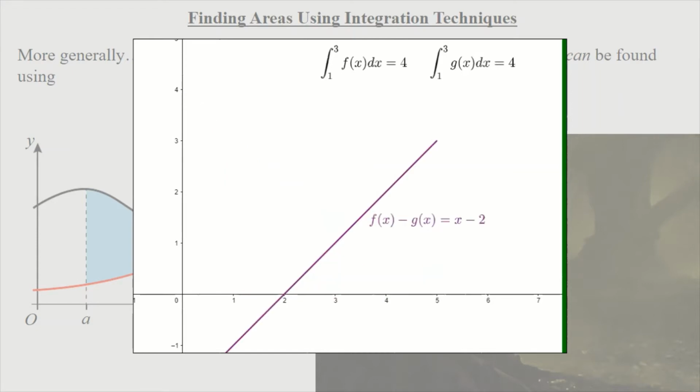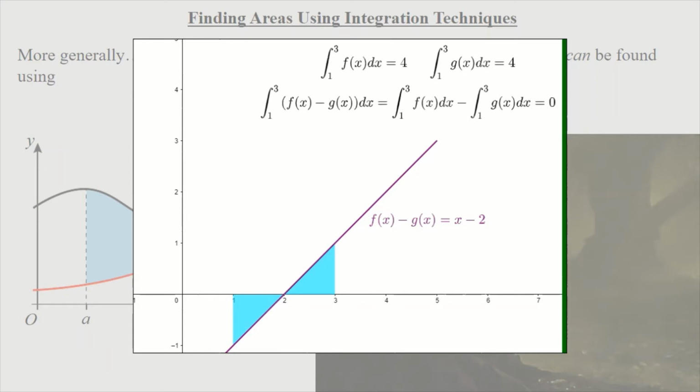We can also look at this in a slightly different way by considering the function f of x subtract g of x, which is equal to x subtract 2. And if we integrate this function between the x values 1 and 3, like so, we can also see that we have a negative integral here and a positive integral here, but a total area of 1 unit.